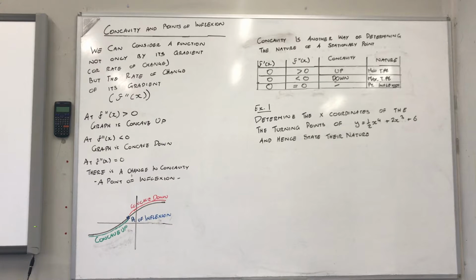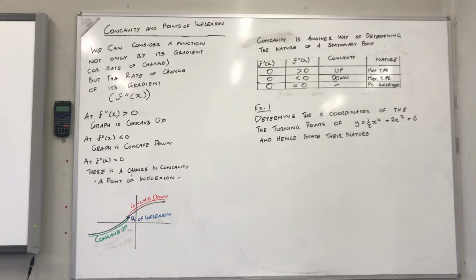Another way of describing that is how quickly the gradient is changing, or whether the gradient is increasing or decreasing. So if we were to work out the double derivative, the second derivative, and find that at a point f double dashed x is greater than 0, we would describe that as concave up. If f double dashed x is less than 0, the graph is concave down. And at f double dashed x equals 0, there is a change in concavity, or a point of inflection.